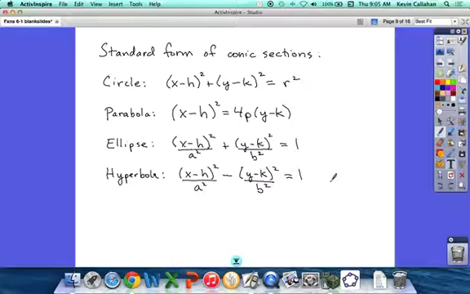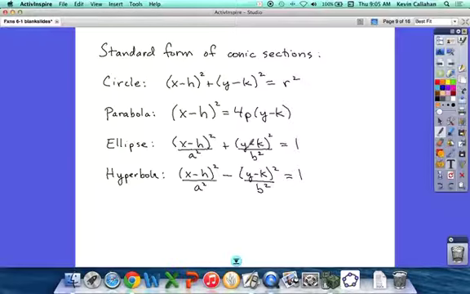Parabola, ellipse, and hyperbola. And the thing you notice about every one of them is they've got something in parentheses squared. They either have an x minus h in parentheses squared, or they've got a y minus k in parentheses squared, or they have both. Every one of those is a place where you could be asked to do this process of completing the square.